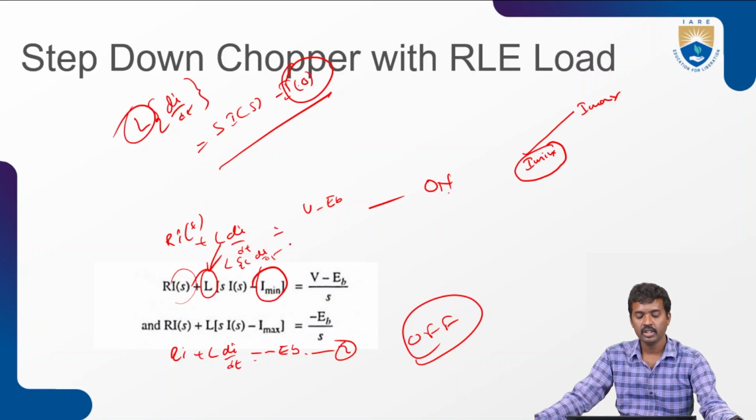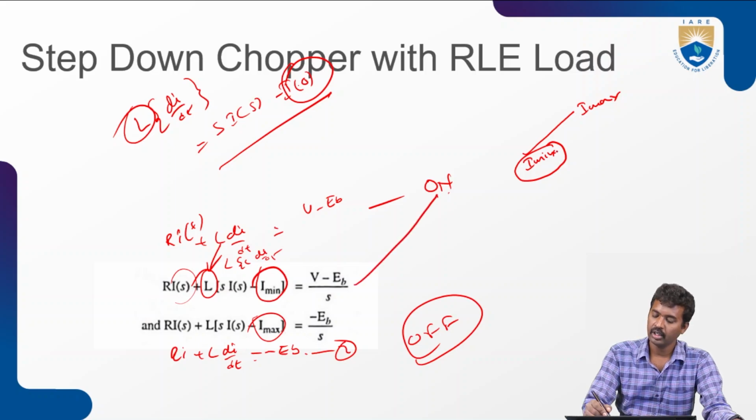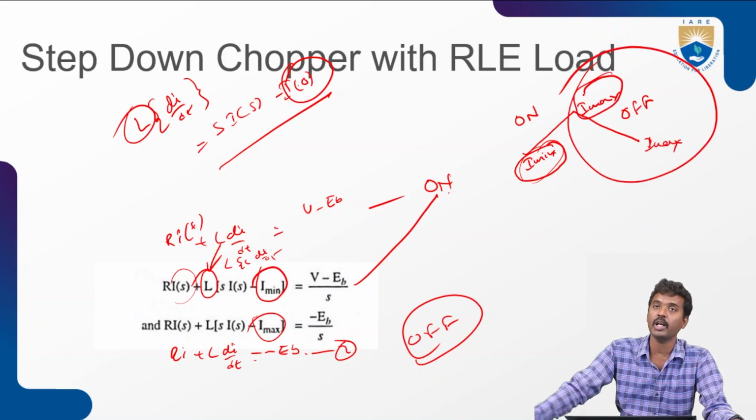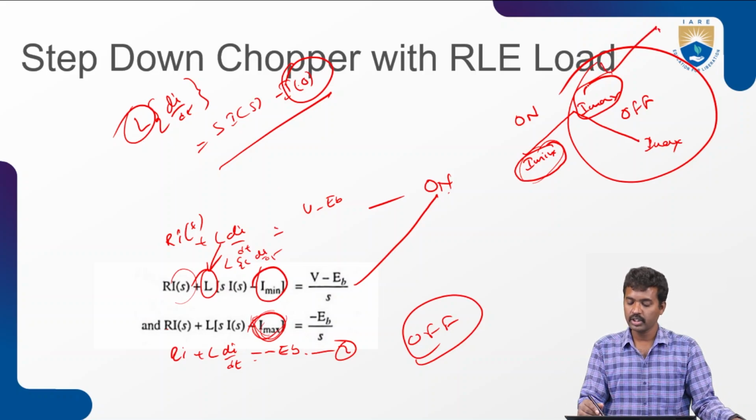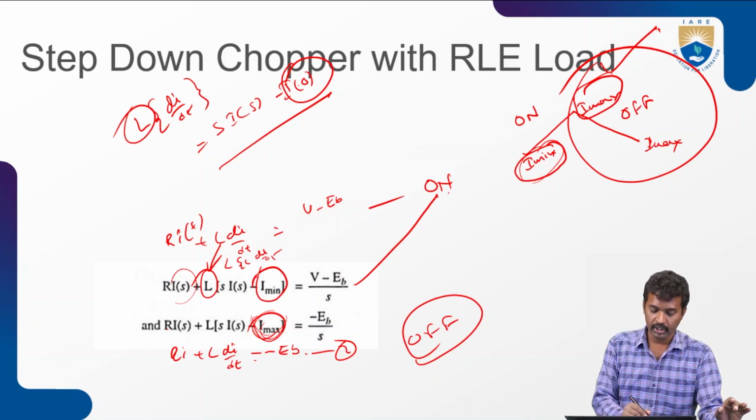Now the second case. The on condition goes from I minimum to I maximum, and the off condition goes from I maximum to I minimum. So during turn off, the initial value is I maximum. So we get R into I of S plus L into S into I of S, where the initial value is I maximum. Observe this carefully and don't get confused: during turn on, I minimum is the initial value, while in the turn-off case 2, I maximum is the initial value.